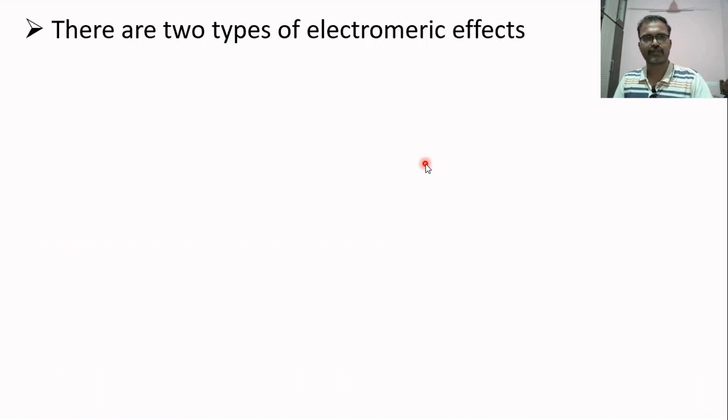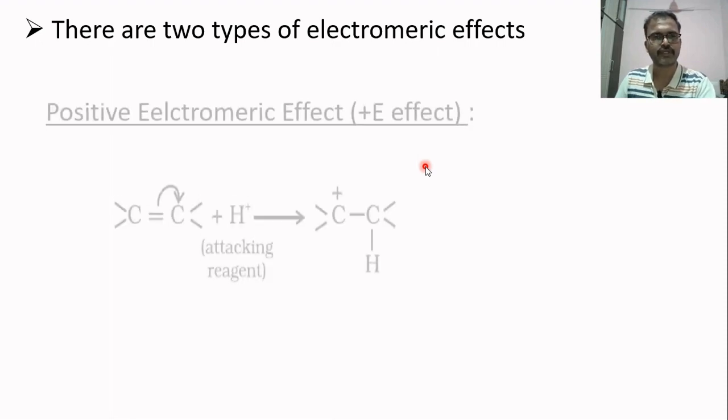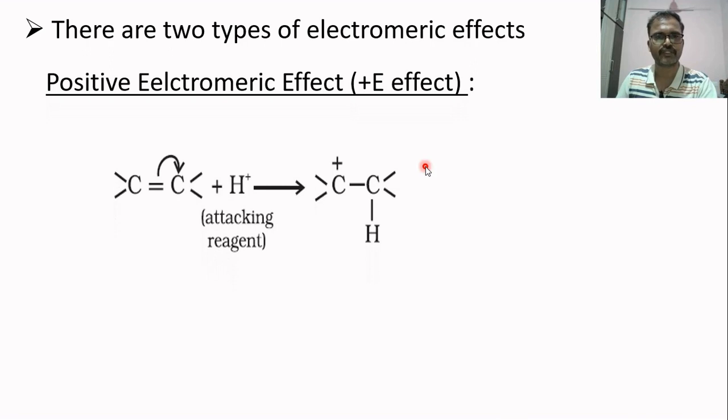So electromeric effects are of two types. One is the positive electromeric effect and another one is the negative electromeric effect. Let me consider the positive electromeric effect. It is also indicated as the plus E effect. For this I have taken this equation. You just look at this equation. I have taken an alkene and I have considered an attacking reagent H plus, a species with a positive charge.